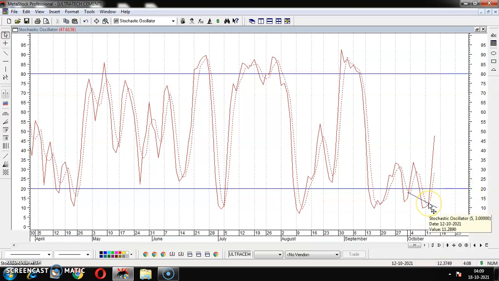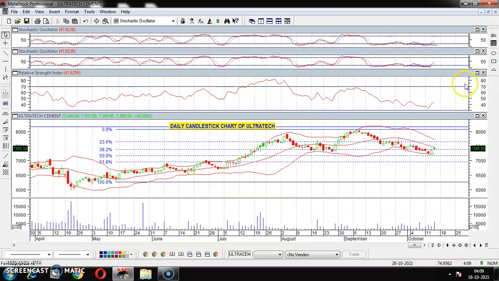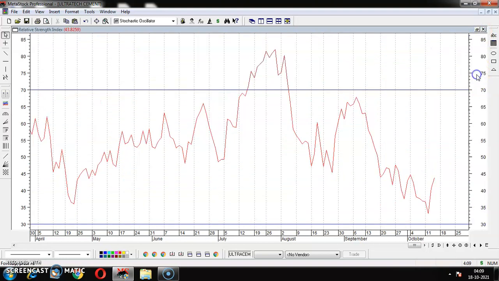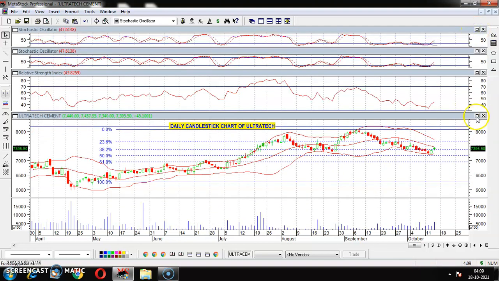After having formed the double bottom formation, if we see that the stochastic line has already crossed the 20, which signifies the trend reversal. So naturally this is a trend reversal towards the upside. It means this is a positive indication. As far as the stochastic part is concerned, we're getting the positive indication. As far as the Bollinger Band is concerned, we're also getting the positive indication.